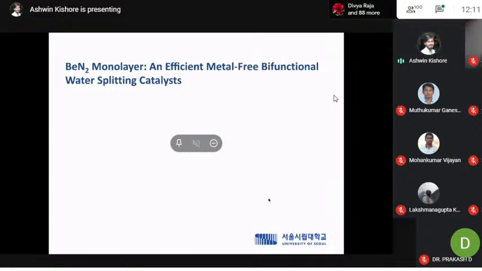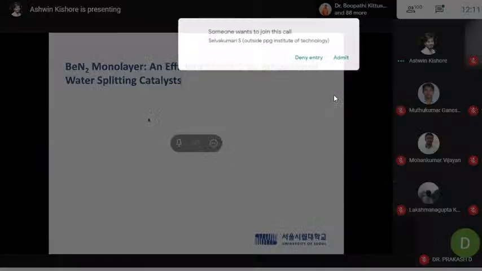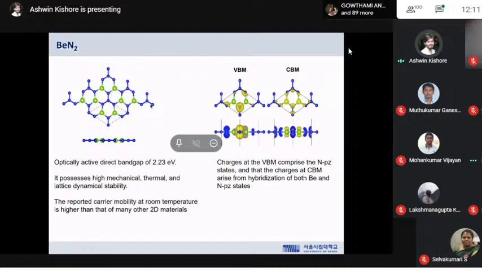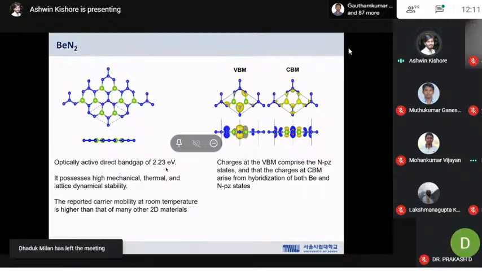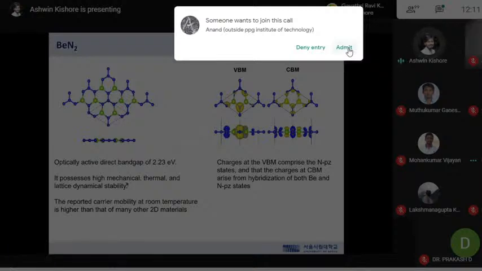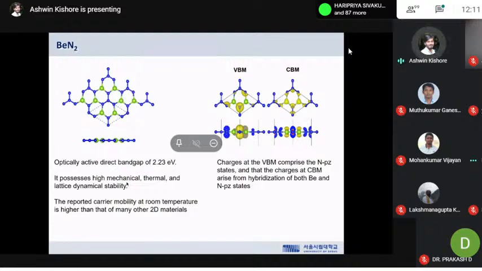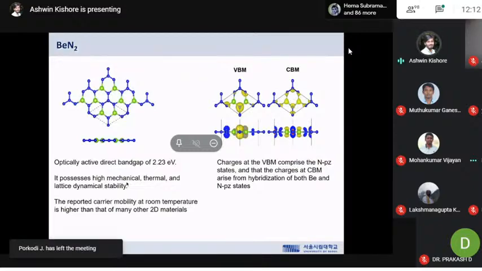Yeah. So in the next work, we calculated the reaction mechanism on the B2N monolayer. It is a kind of graphene-like system with a band gap of 2.23 electron volt. This is a theoretically predicted material. It possesses high mechanical, thermal, and dynamical stability. The reported carrier mobility at room temperature is higher than many other two-dimensional materials. So all these exceptional properties make the B2N monolayer promising for water splitting.